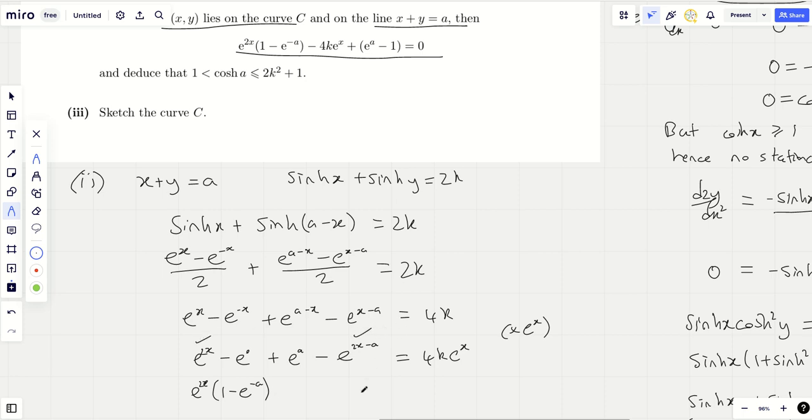That term and that term are dealt with. Then we've got a minus 1, and an e to the a, and then a minus 4k e to the x in the middle. So we've got exactly the answer we wanted, and it equals 0.